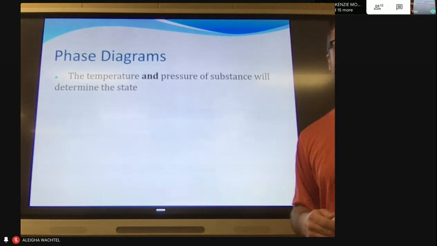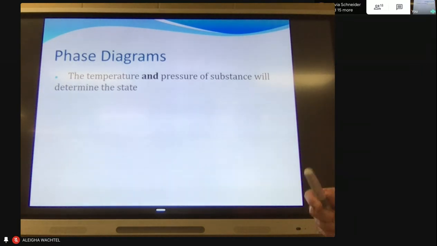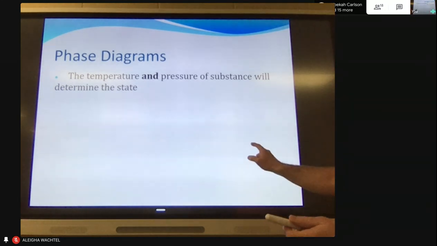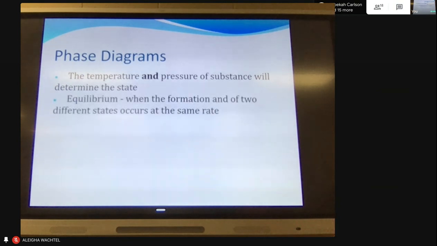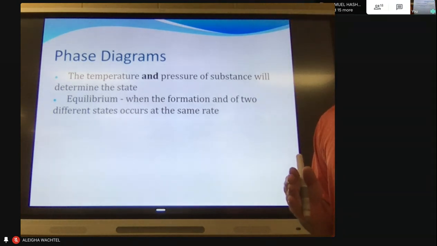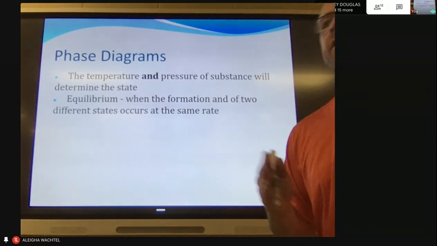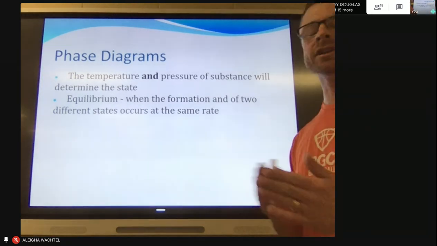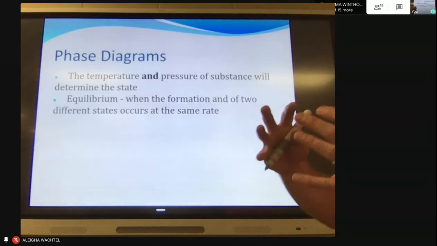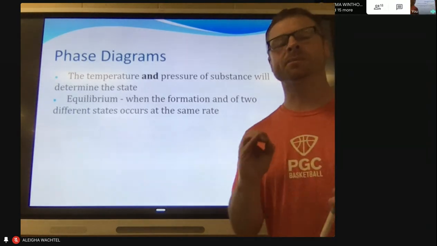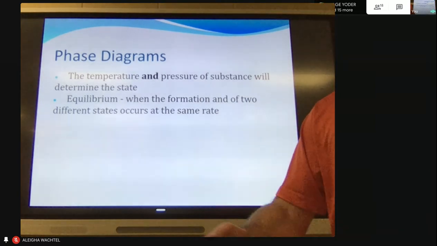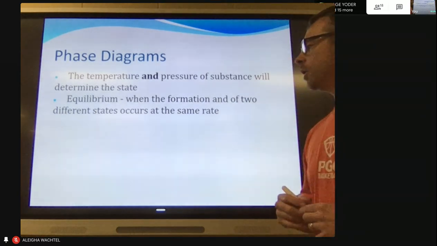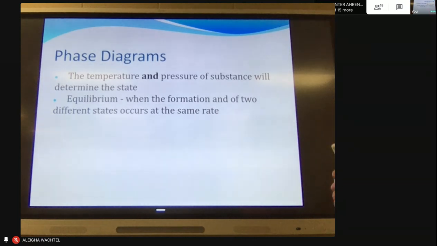So a phase diagram is a diagram that shows you not only the temperature that you have to be at for a certain state of matter, but it shows you the pressure as well. What we are looking for are points when you reach what's called equilibrium. Equilibrium is when you are melting and freezing at the same rate, or boiling, vaporizing, or condensing at the same rate. It's in a very closed system, and it has to be a very specific temperature and pressure for this to happen.